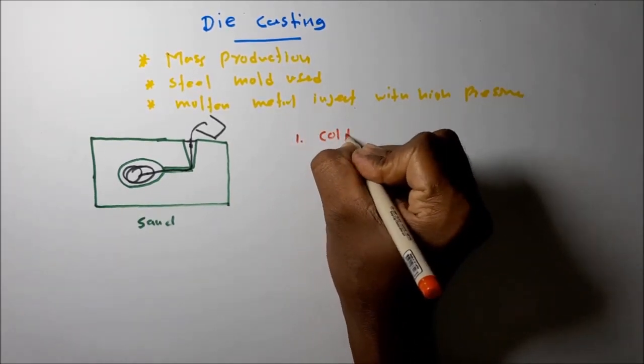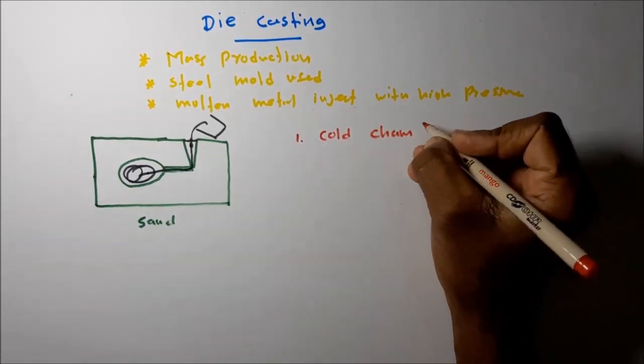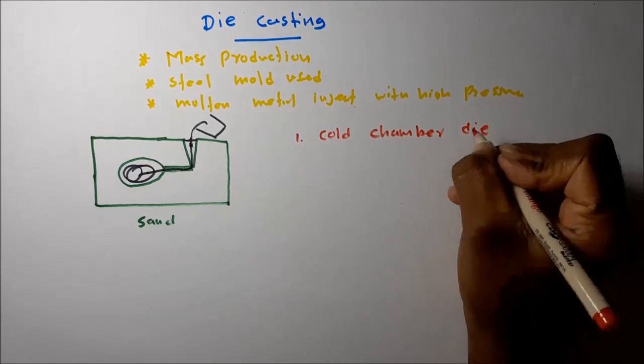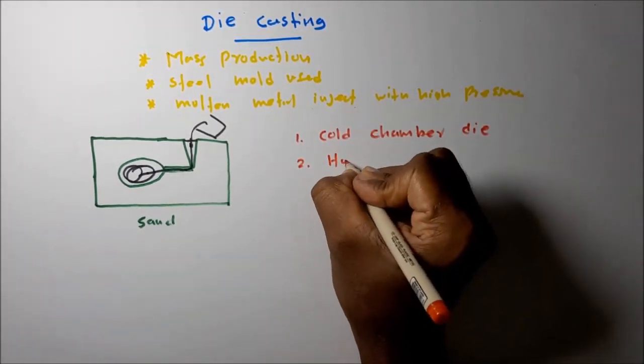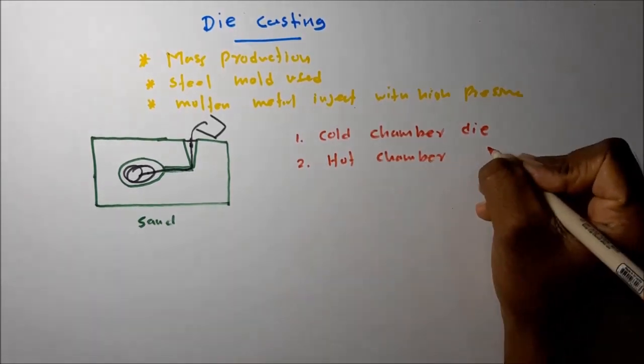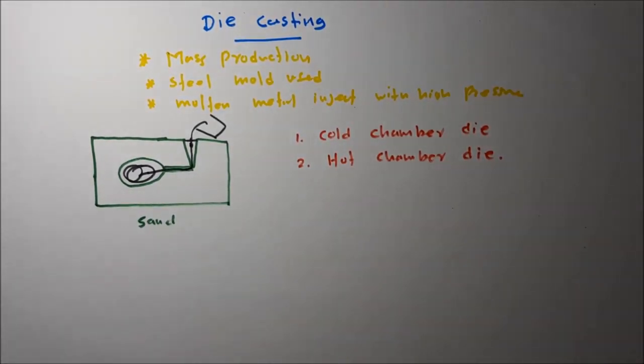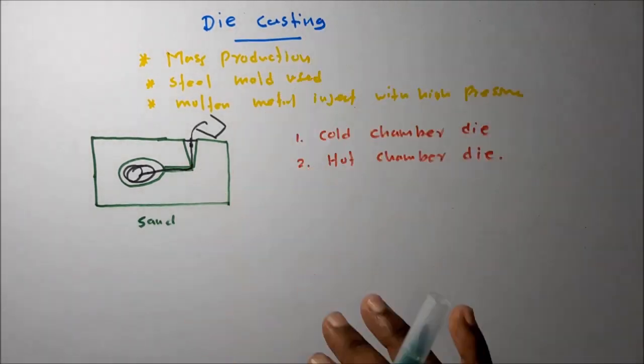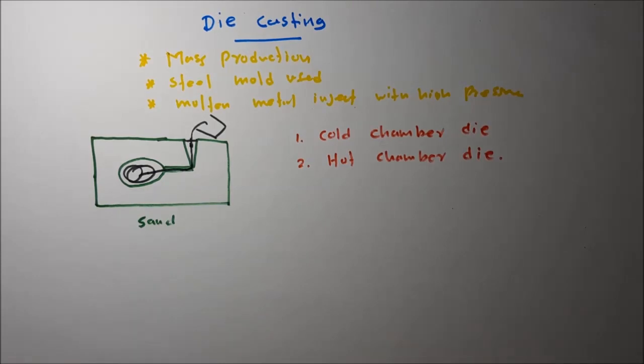Cold chamber die casting process and hot chamber die casting process. Here the die means the mold. It is made using steel alloy. Normally in the die casting process, low melting temperature metals are cast, that means non-ferrous metals like aluminium alloy, copper alloy, lead, and tin. The production rate is very high. Let me explain the process in detail.